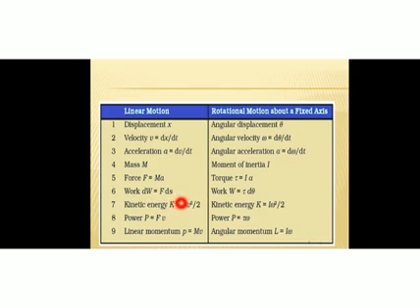And kinetic energy K is equal to half mv square, but in rotational motion, kinetic energy K equal to half I omega square. In linear motion, power P equal to F into V. In rotational motion, power P equal to tau omega. In linear motion, momentum is mv. In rotational motion, angular momentum L is equal to I omega.